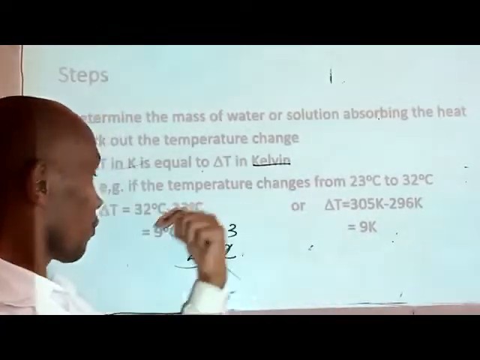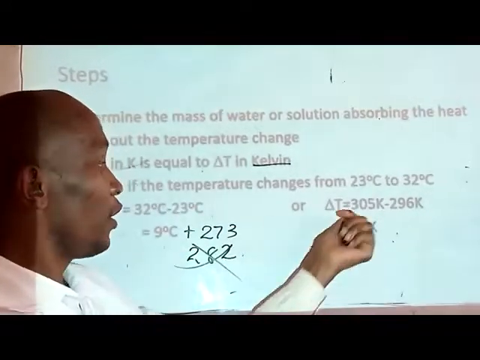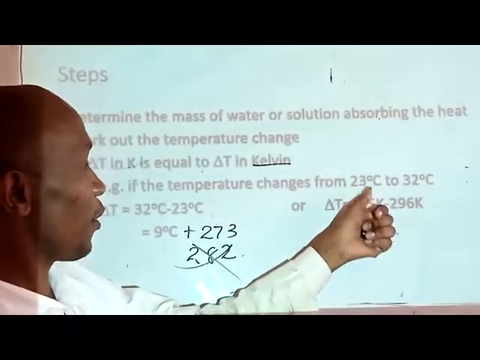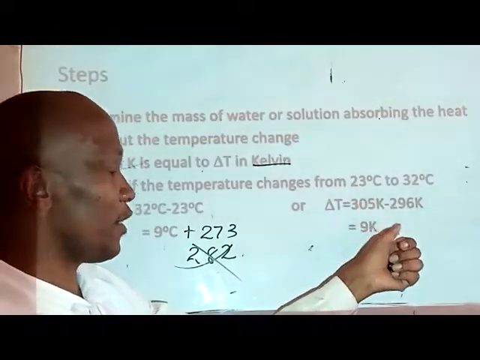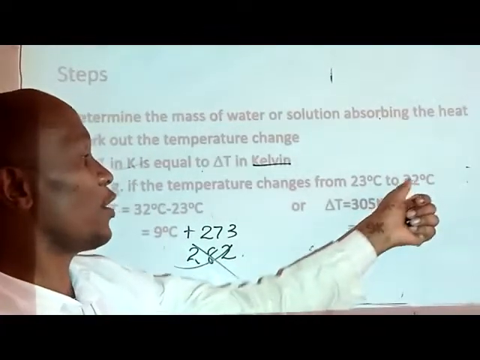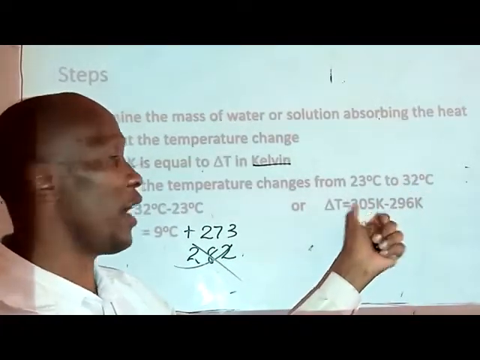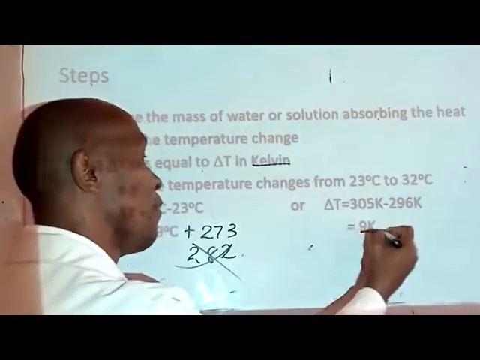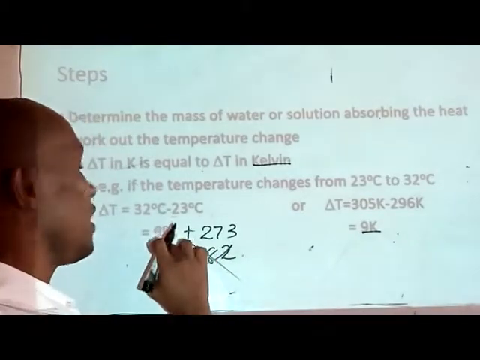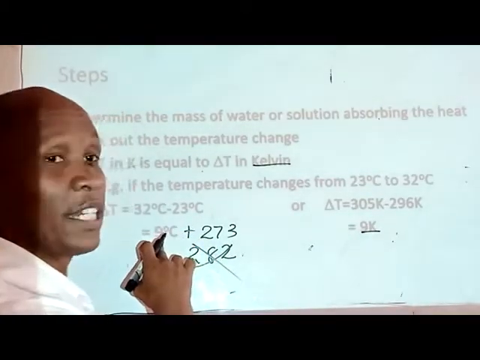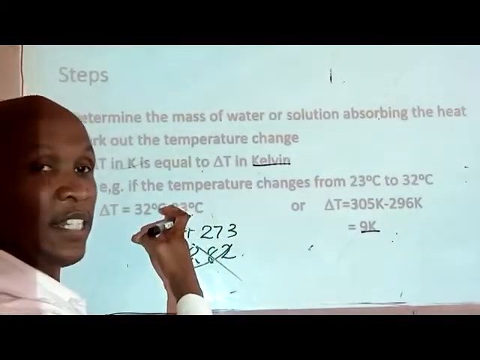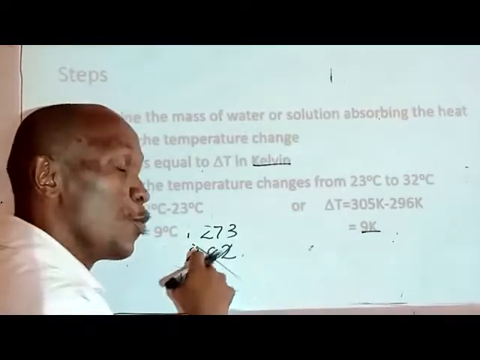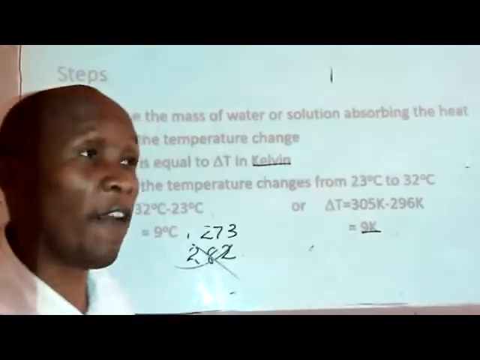If you want to work in Kelvin, you need to convert each of them to Kelvin. So 23 plus 273 gives 296, and 32 plus 273 gives 308. Then you subtract them, and you get 9 Kelvin. So the temperature change in Kelvin is equal to the temperature change in degrees Celsius. You can just work in degrees Celsius and just put K there. So you don't add the 273 after you have subtracted.